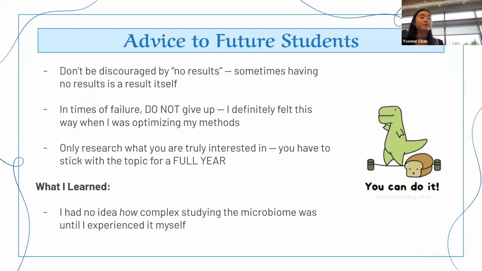Some advice to future students who want to take honors, independent research in science is to not be discouraged by no results. I did have times when I did all this work and no results came up, but sometimes having no results is a result itself. And in times of failure, do not give up. I definitely felt this when I was optimizing my methods, because I spent quite a lot of time optimizing my methods because I wanted to make sure that my methods were the best it could be. And I would advise only to research what you're truly interested in, no matter what anyone says, because you do have to stick with it for a full year.